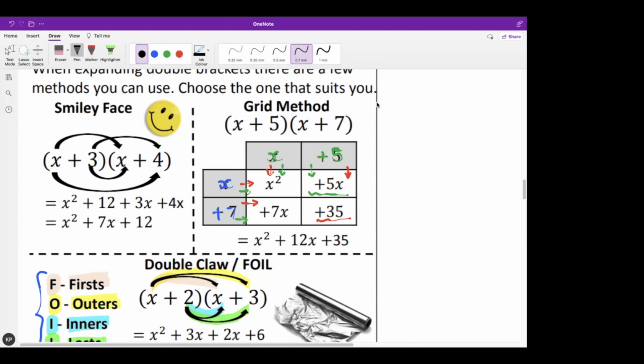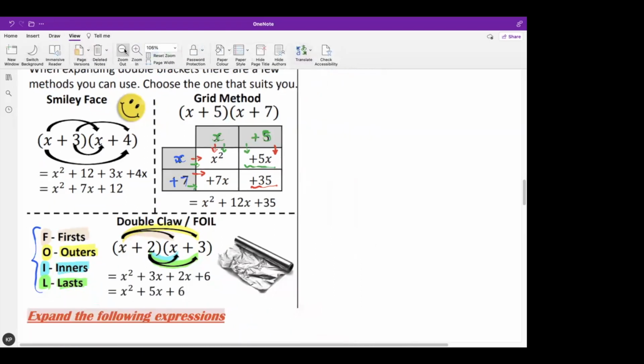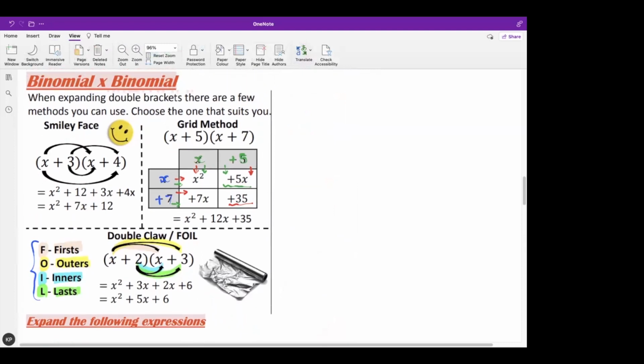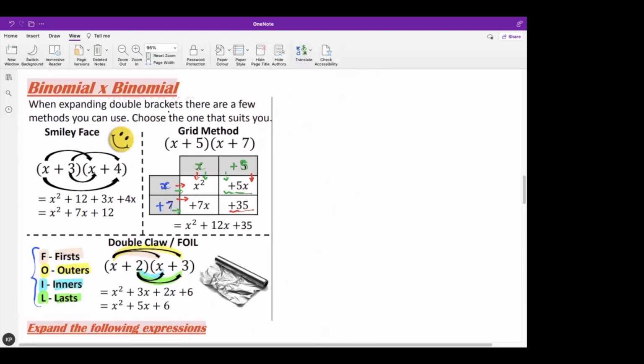Either one of these methods works. Should I zoom out for you to take a nice screenshot of all the methods? You choose the one that you are comfortable with. So there you go. Hopefully we've all taken screenshots of what we want.